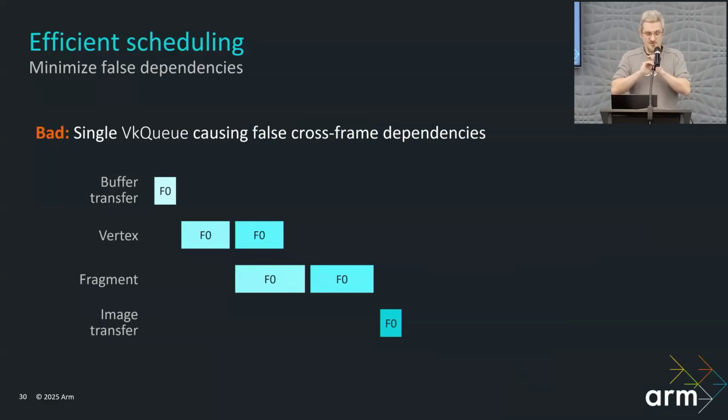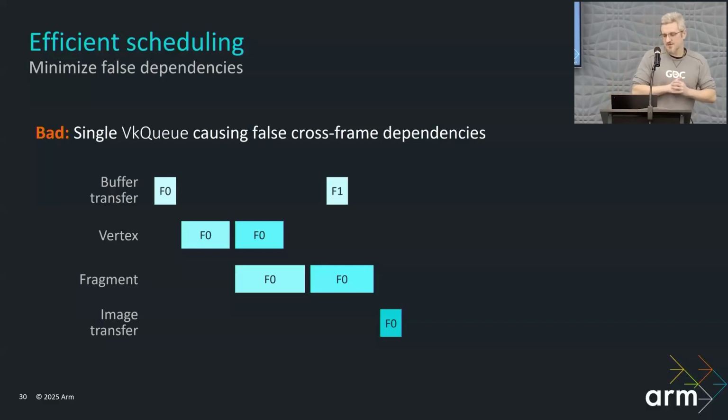Now, this is not a good mobile example. We have unified memory. Ideally, you can just write straight into the vertex buffer without a transfer. You don't need to use transfers on mobile. And ideally, you'd render straight into the swap chain, and you shouldn't have an image transfer. So this is not good practice, but a good example.